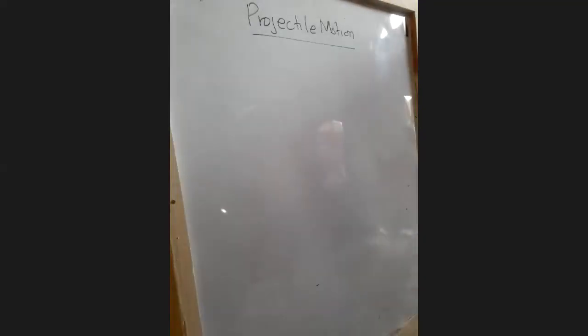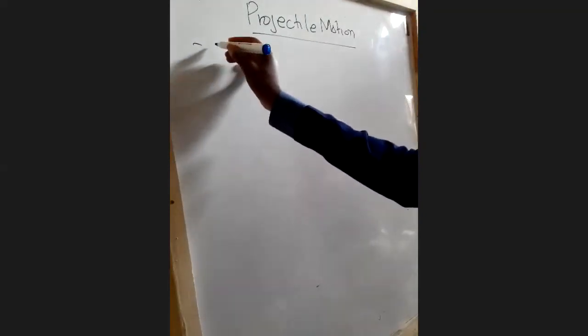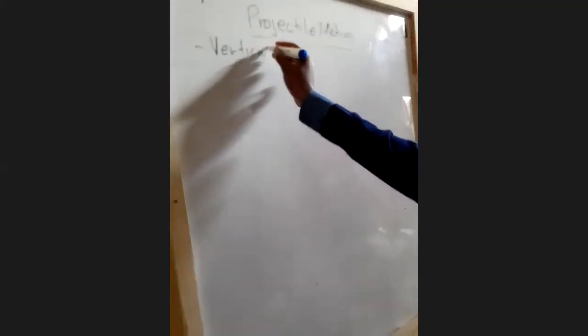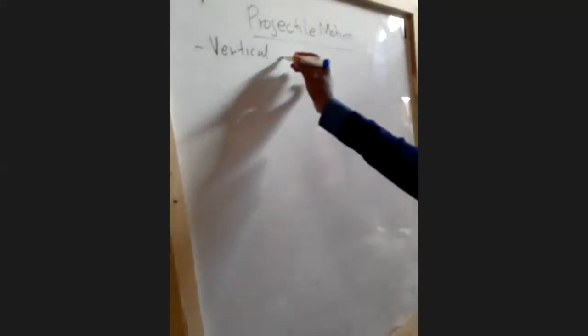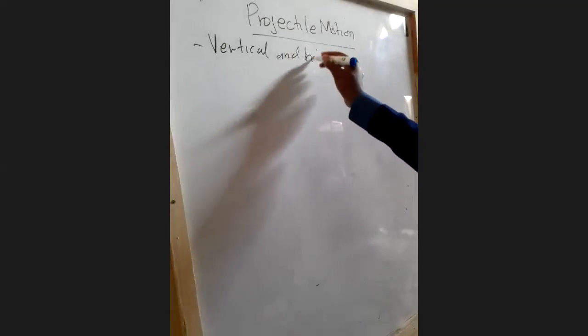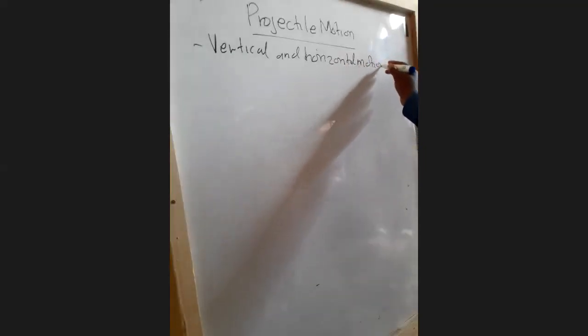Now, a projectile motion is a combined motion that involves both the vertical, either moving up or down, and horizontal motion, and both are happening simultaneously at a go.